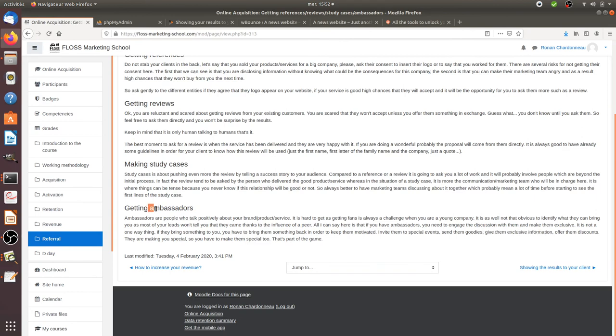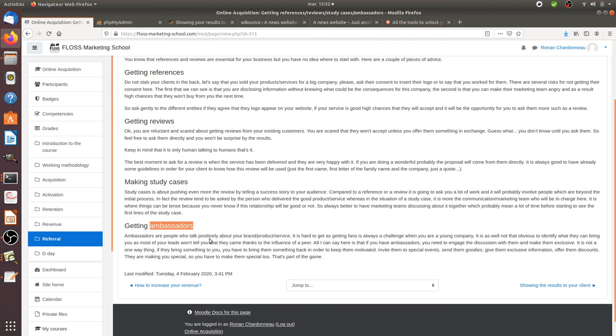Just keep into consideration that ambassadors are third-party marketing players, okay? They do not belong to your company. As a result, they can easily find a competitor company and be the ambassador for them. So that's why you really need to have them within your pocket, and for this you need to take care of them and provide them something that others cannot.